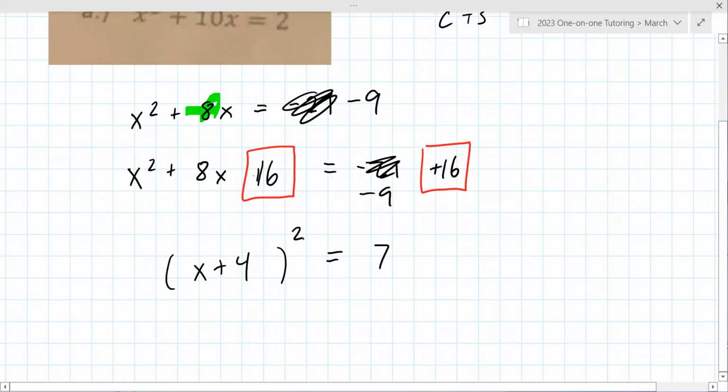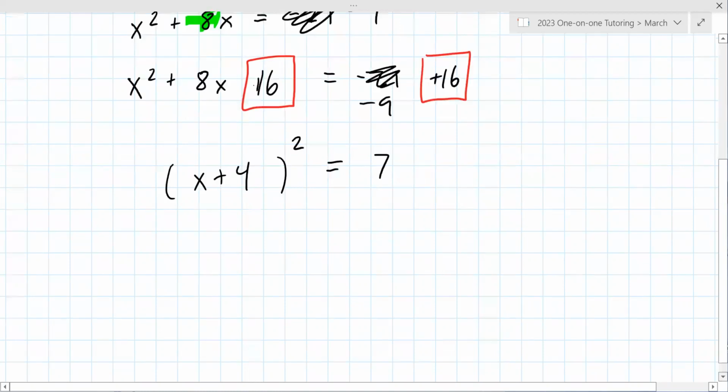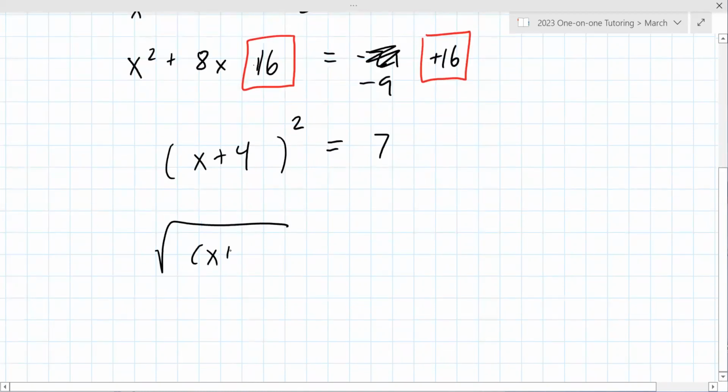Good. And then you square root both of them. As long as you do the right thing, that's what matters. Now on the square root, plus or minus. Very important. Plus or minus. And then after that, this is where I kind of get confused a little bit, but you're solving for x. You subtract 4.